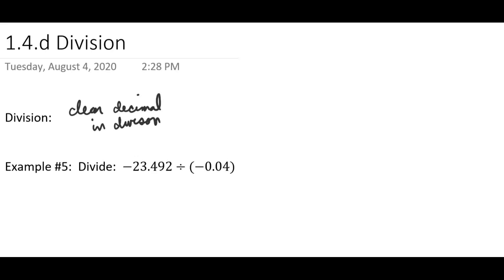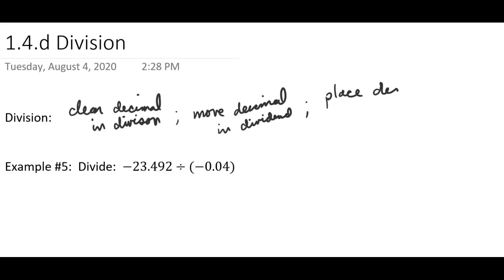And what we mean by that is we are moving the decimal to the end of the number, to the right, okay? And then we're going to move the same amount, the decimal, in the dividend. And then we place the decimal in the quotient. And I'll show you how to do all that. And you can find more information on this in the textbook and other resources as well.